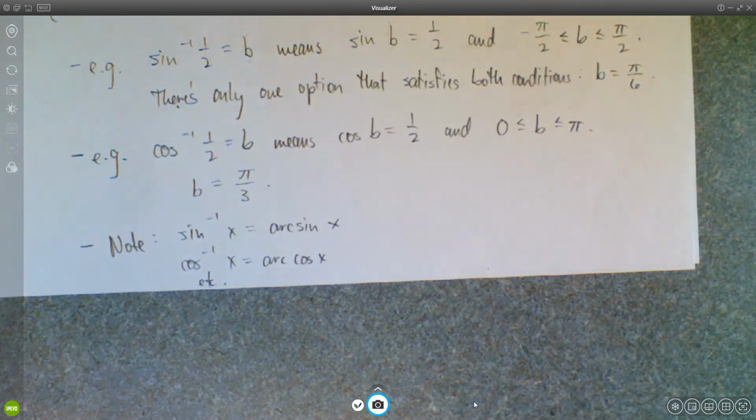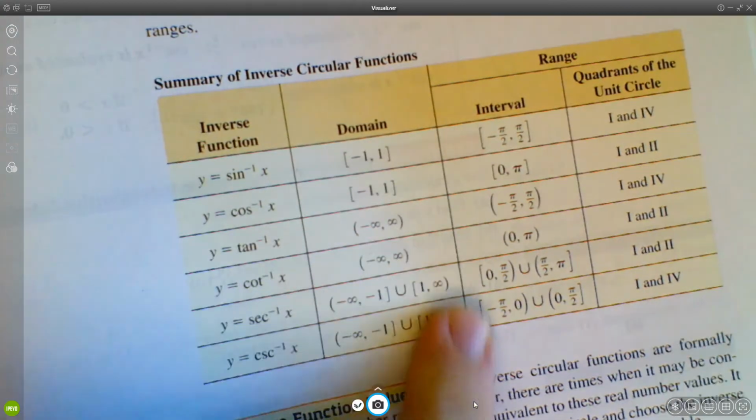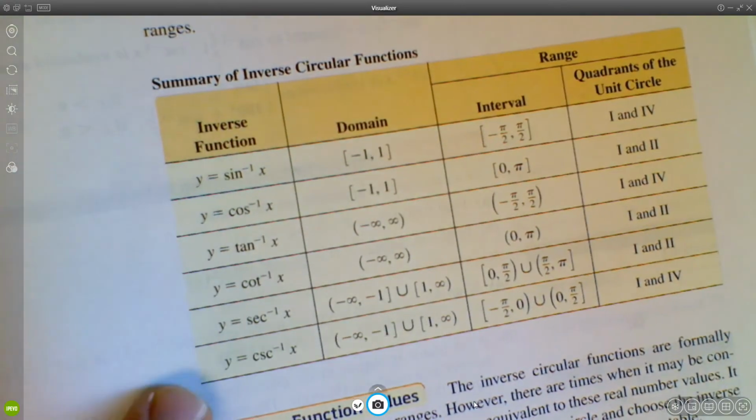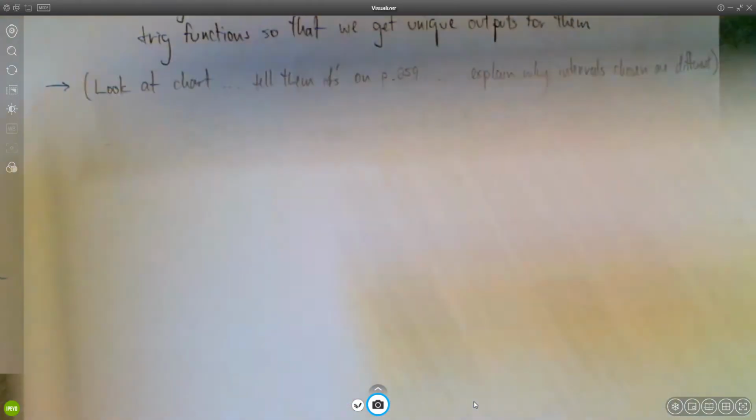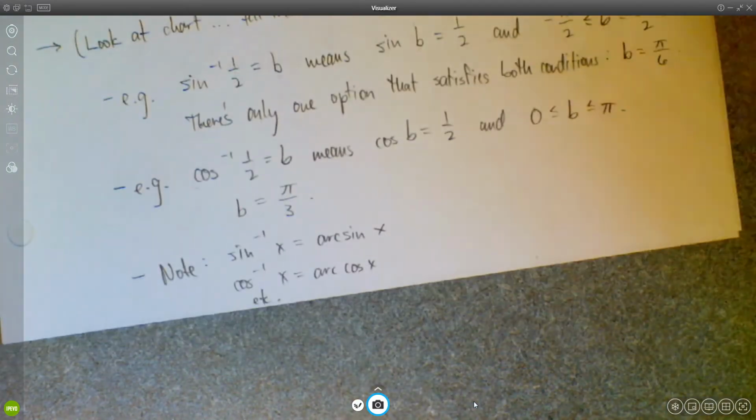All right. So that's why it's so important that you memorize the ranges of the inverse trig functions, so that you know which of all of the possibilities actually lives inside of the range that you're interested in.